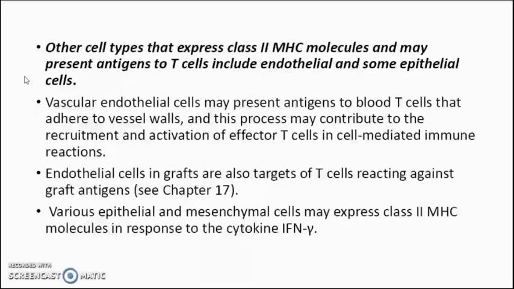Other cell types that express class II MHC molecules and may present antigen to T cells include endothelial and some epithelial cells. Vascular endothelial cells may present antigen to blood T cells that adhere to vessel walls, and this process may contribute to the recruitment and activation of effector T cells in cell-mediated immune response. Endothelial cells in grafts are also targets of T cells reacting against graft antigens. Various epithelial and mesenchymal cells may express class II MHC molecules in response to the cytokine interferon gamma.